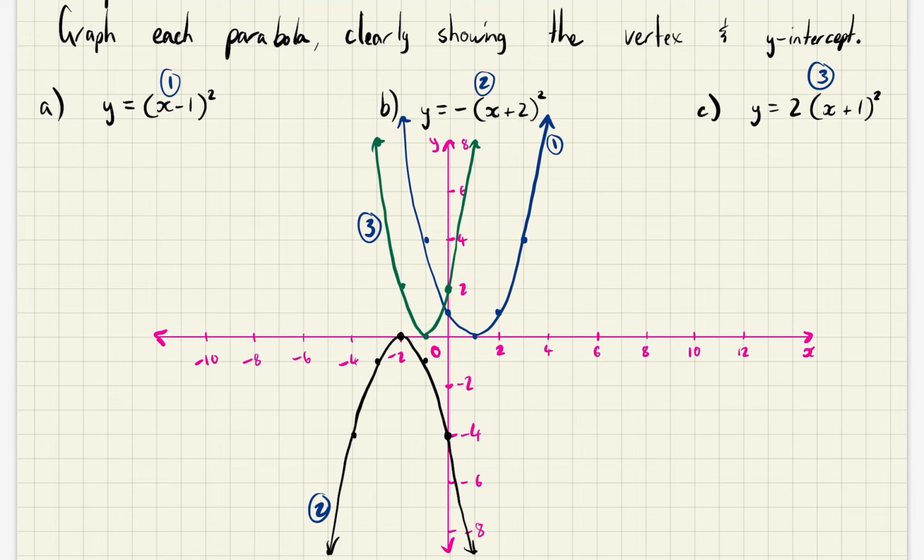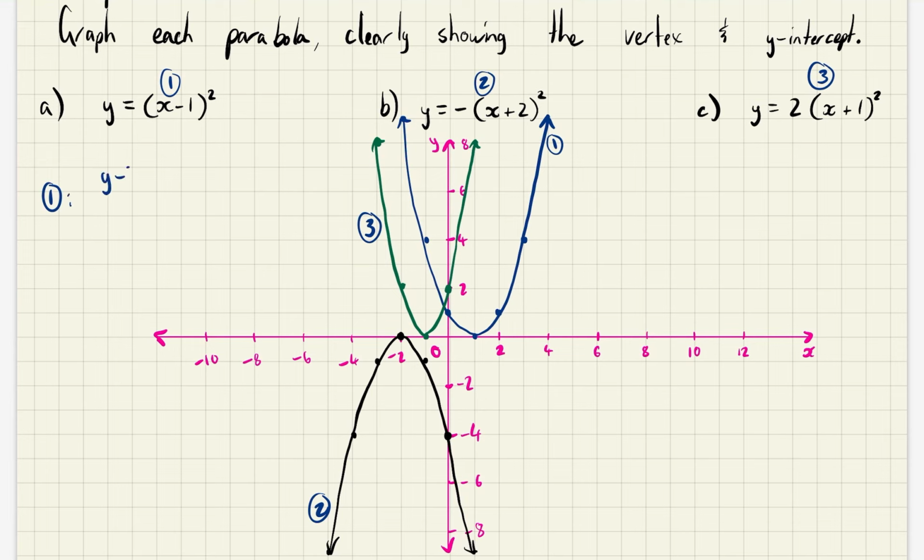Okay, so I'm going to clear up some space by getting rid of the table of values. And now let's talk about the vertex and y-intercept. So this is the last thing to talk about. Now the y-intercept is probably the easiest thing to talk about, so we'll talk about that first. The y-intercept is where does it hit the y-axis. So it's the same as with a straight line. So where does it hit this line? So for the first parabola, it hits here, and that's at 0, 1.